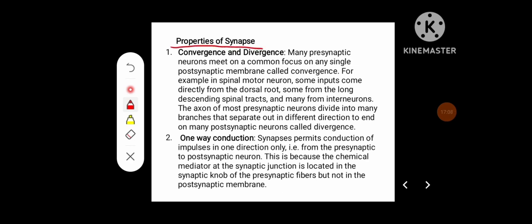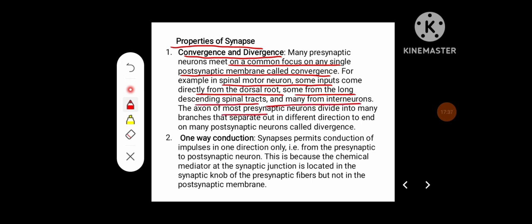Coming to the properties of synapse. Some of the properties are convergence and divergence. Many presynaptic neurons meet on a common focus on any single postsynaptic membrane, called convergence. For example, in spinal motor neuron, some inputs come directly from the dorsal root, some from the long descending spinal tracts, and many from interneurons.